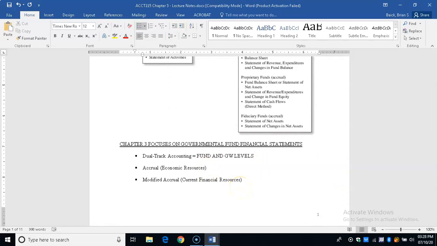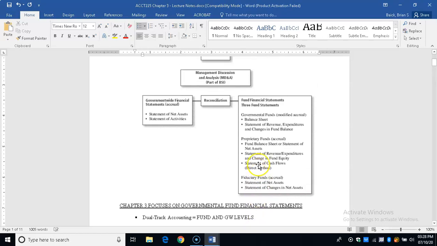Full accrual is used by the government-wide financial statements, proprietary financial statements, and fiduciary financial statements. Modified accrual is only used by governmental fund financial statements. As you can see here, governmental funds use the modified accrual.